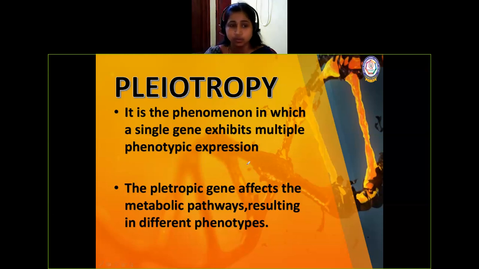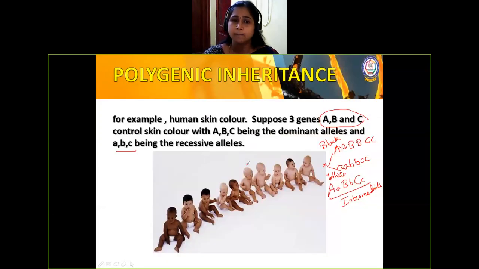Again I'll show you this slide. Polygenic, many genes, one particular character alone they will control. So here there are three genes controlling one particular character. It is nothing but color, skin color, the trait.